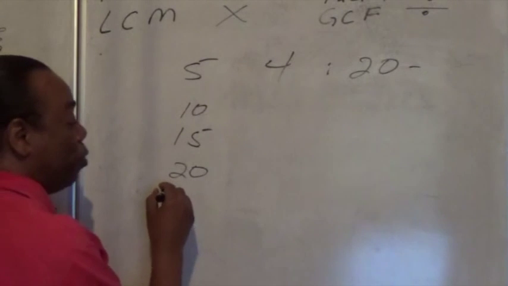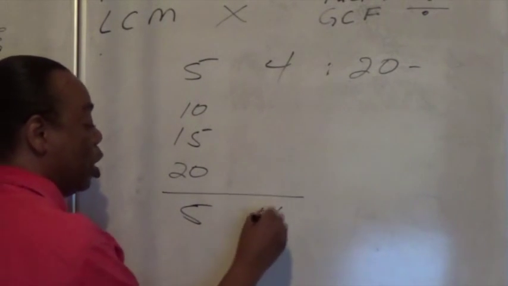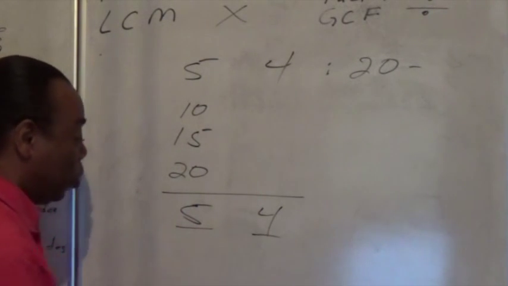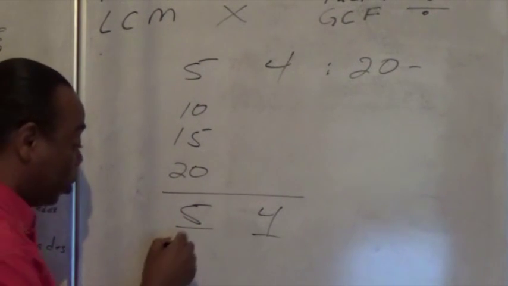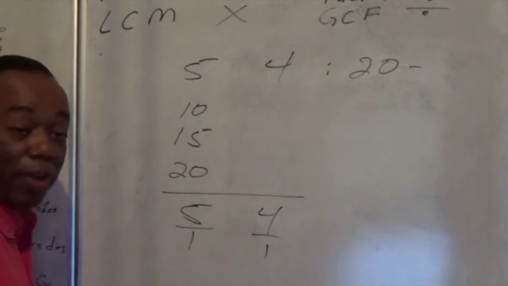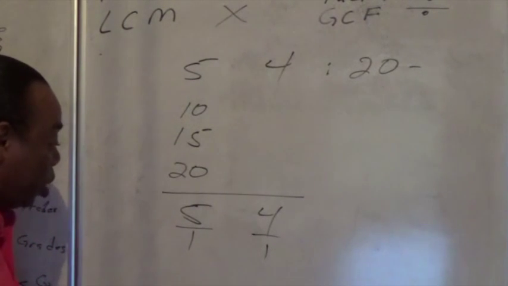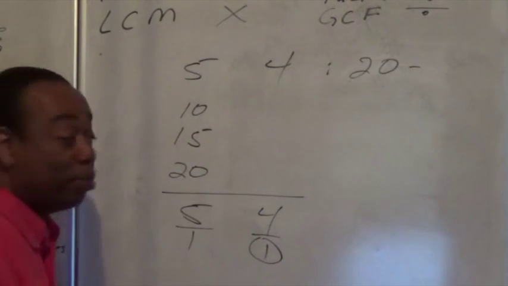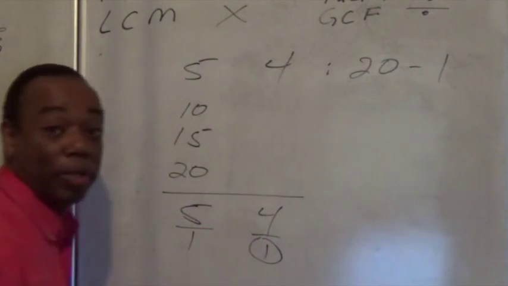Now let's look for the GCF, and for the GCF we use division. What's the largest number we can divide both by? Well, I start off with 1. 1 can divide into both. 2 won't work, 3, nothing else works but 1. So the GCF is going to be 1, greatest common factor of 1.